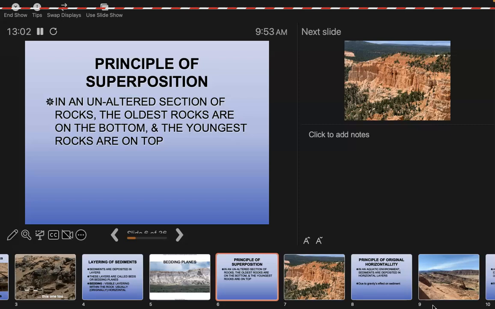Superposition tells us, and this definition is kind of crummy, but it is what it is. We'll explain it. In an unaltered section of rocks, actually, that's a pretty good definition. In an unaltered section of rocks, the oldest rocks are on the bottom and the youngest rocks are on the top. Anyone like to explain why that is? Pretty straightforward. You don't have to raise a hand, just shout it out. That rock was formed first, so it was there first to go to the bottom. Yeah, what he said.